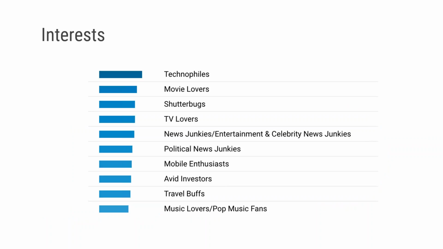It also tells you what the interests are of the users who visit your website. Are they movie lovers or TV lovers or political news junkies? You could use this data to target these users wherever they go in the online space. Let's say you know that they are movie lovers, so you could choose to show your ads on movie related content or TV related content and try to influence their consideration.